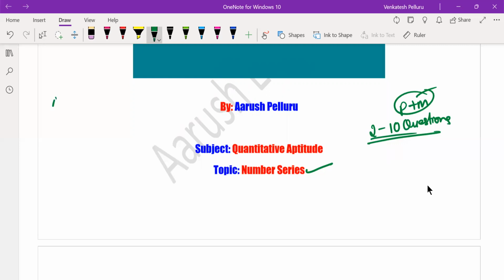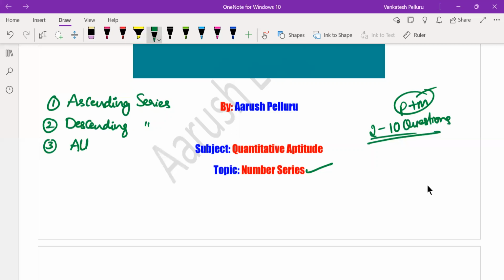Okay, it's according to my classification. It won't be mentioned in any book, but we can divide basically the number series into different types. Out of that, the first is ascending number series. We can simply name it as ascending series. Second one is descending series. The third one, we call it as alternate number series or alternative number series.